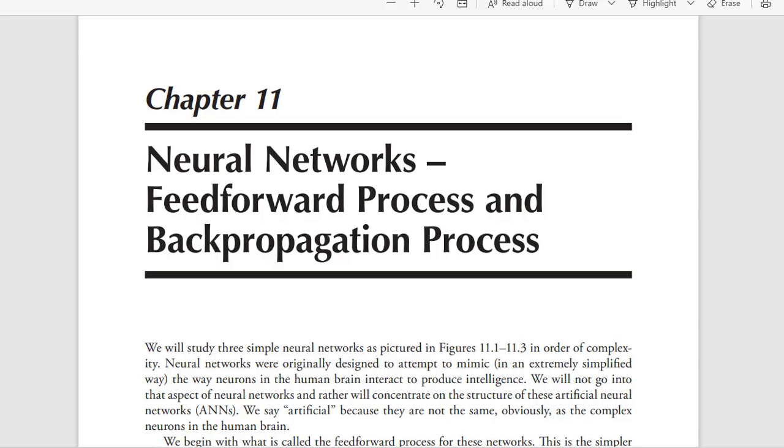Okay, so let's start on chapter 11. We've covered the mathematics in chapters 9 and 10, and now we're ready to use the math in pursuit of our neural network.